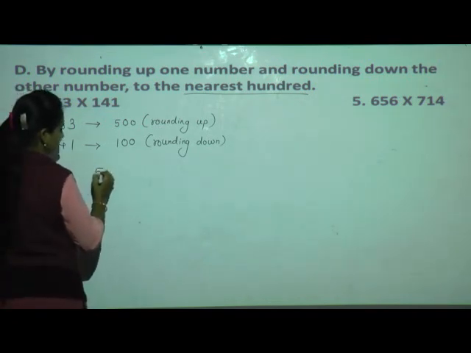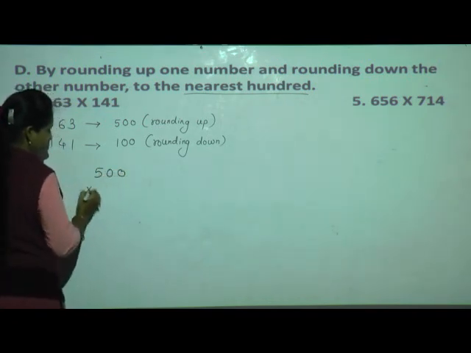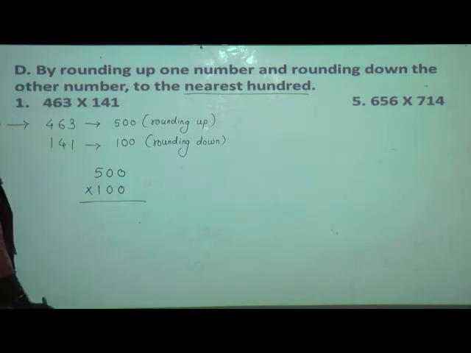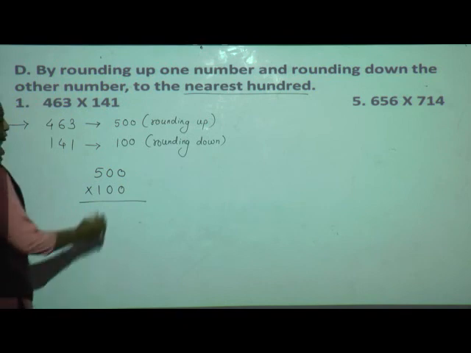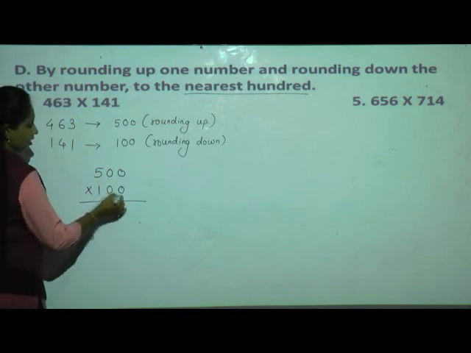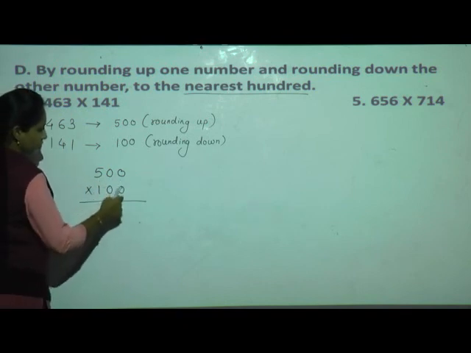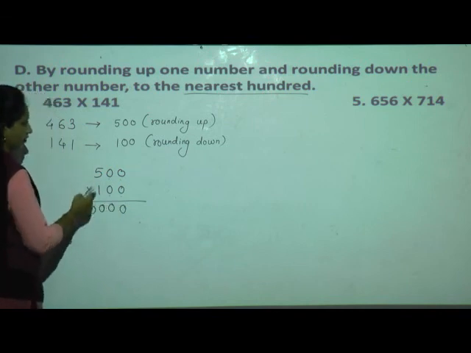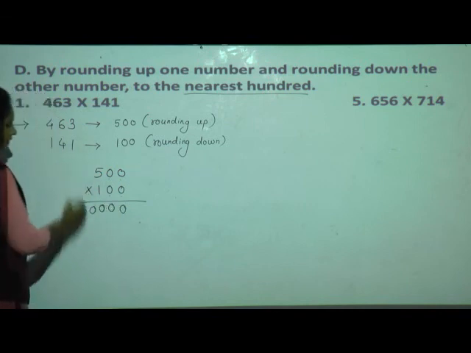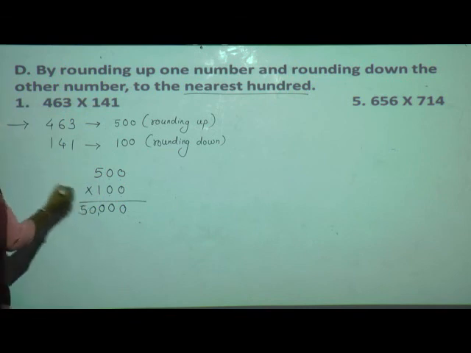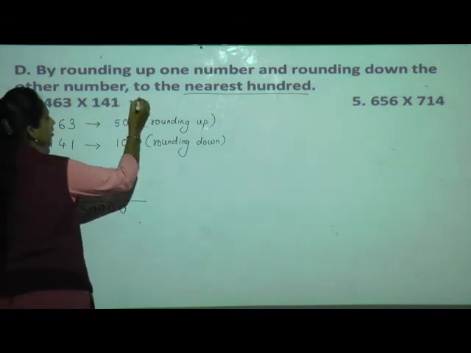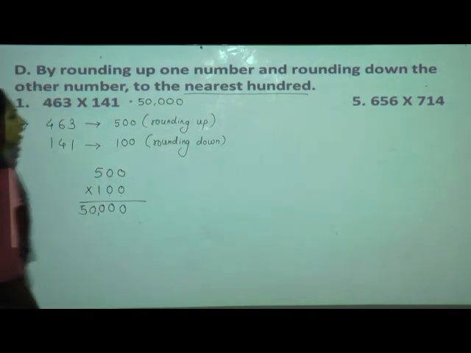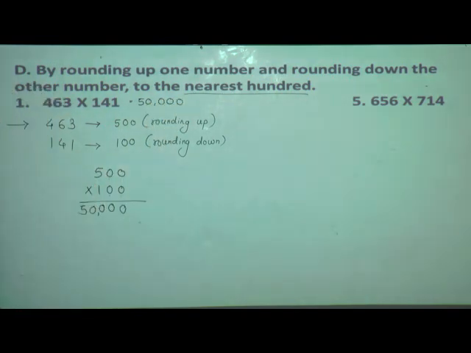So here I multiply 500 multiplied by 100. See, hundreds multiplication is there. So place the zeros as it is: 1, 2, 3, 4. What is remaining? 5 ones are 5. So what is the answer? 50,000. Okay? Clear? Is it clear?